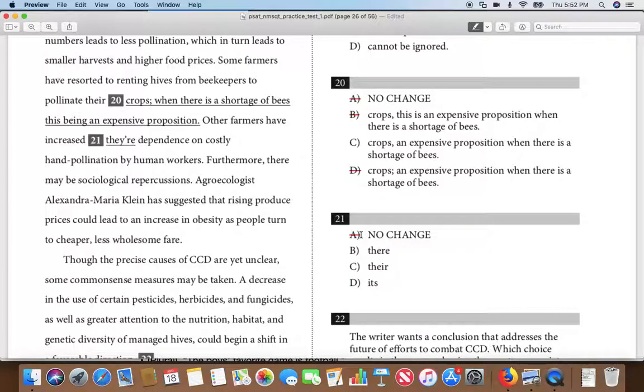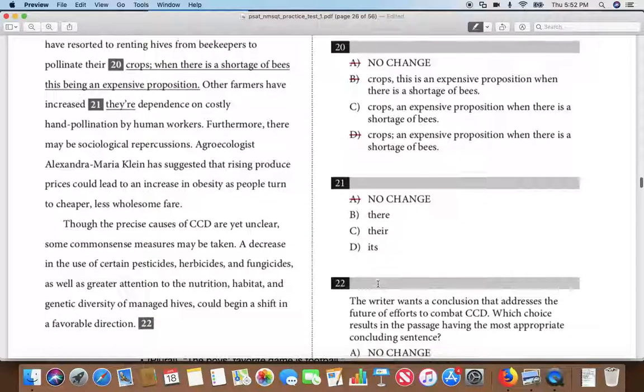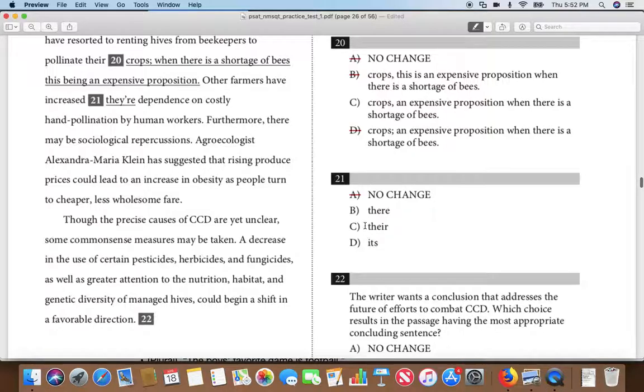It's D, there. Yeah. Because it's possessive and it's referring to multiple farmers. Exactly. If it was one farmer, you could maybe go with D, it's, but we're talking other farmers. It's got to be plural. And then C is the plural form of the possessive. That's it. Okay. Questions about that? Or are we good? We're good. Okay, great.